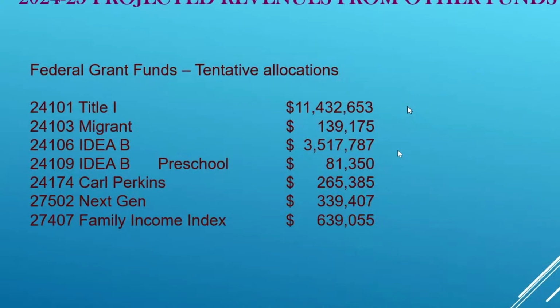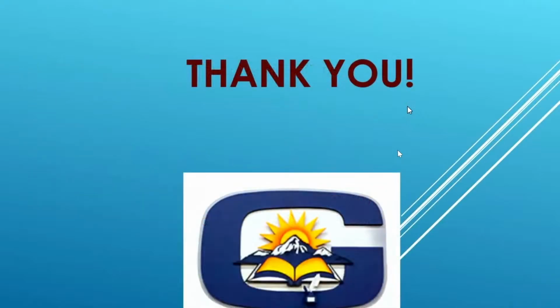Projected revenues for other funds. So we have our federal grants, which have provided some tentative allocations. And so right now, we've received a total of 7 funds, with the largest one being Title I at $11.4 million. And that's all I have, so I'll open it up for any questions.